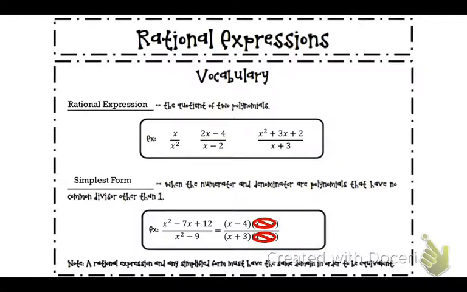Those x minus 3's cancel because x minus 3 over x minus 3 is 1, so they're gone. And you're just left with x minus 4 over x plus 3. That is the simplest form of that beginning rational expression. Okay, hopefully that kind of makes sense. Now let's go into simplifying rational expressions.